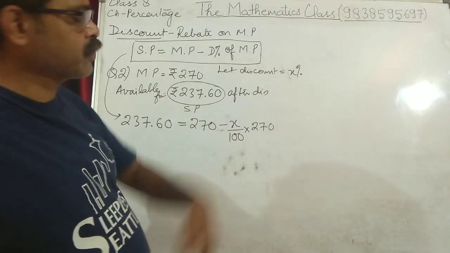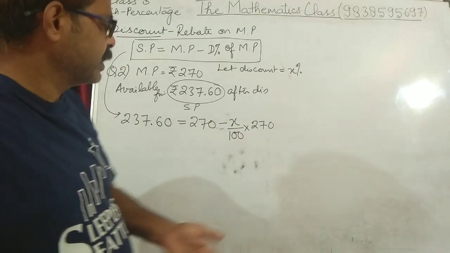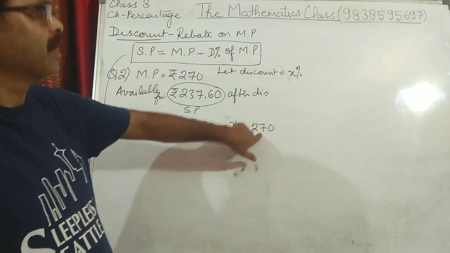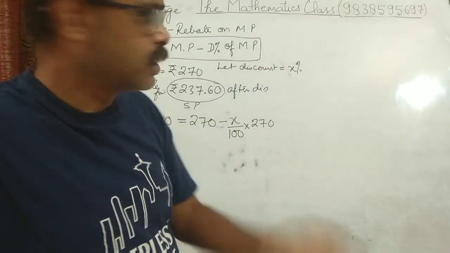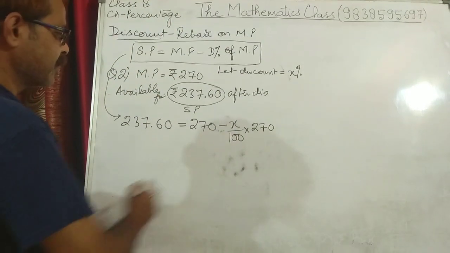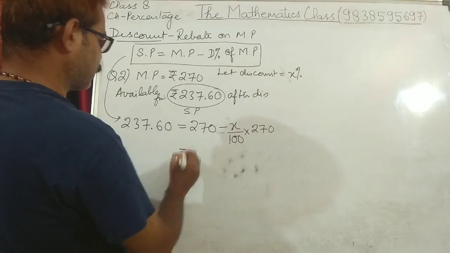Because we have to find the discount, you can take any variable. In some books it is given as D also, so you can write D upon 100 into 270. I have taken X, I am comfortable with X, so I am writing X upon 100 into 270, whatever you feel like. Now we have to just solve it out.